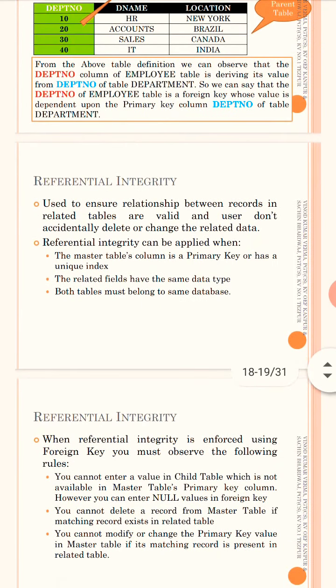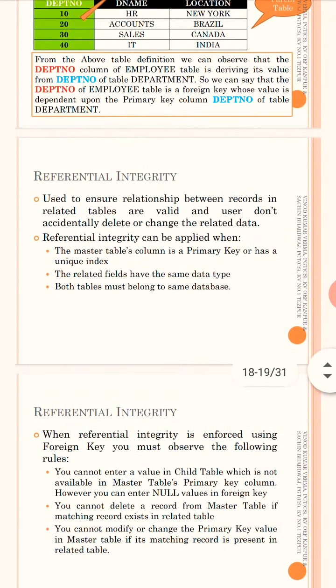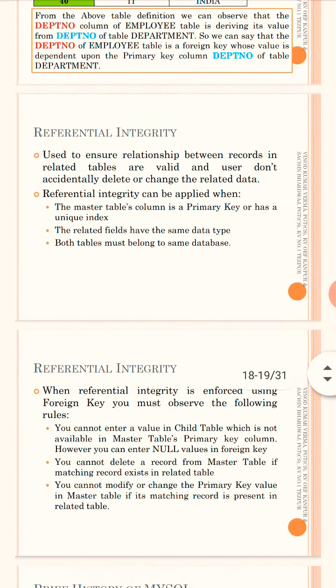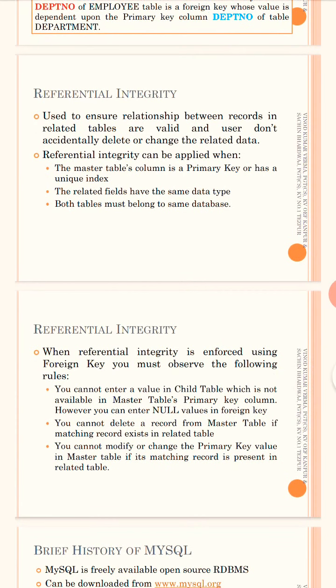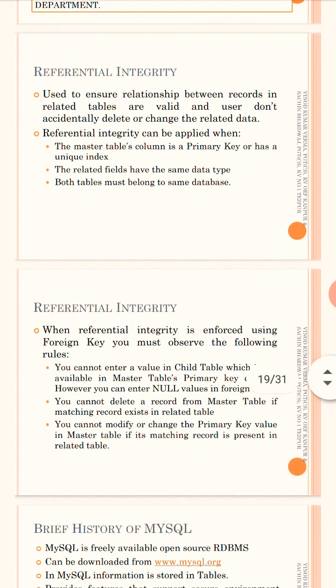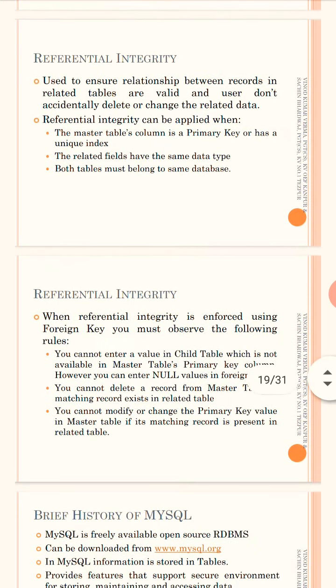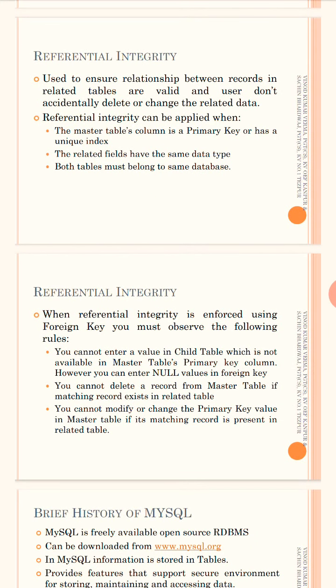And referential integrity is the concept which is related to the foreign key. In referential integrity, it means used to ensure relationship between records in the related tables are valid and user do not accidentally delete or change the related data. That means there are two tables and we cannot accidentally change or delete the data which is related in the tables. Referential integrity can be applied if the master table's column is a primary key or has a unique index and the related field has the same data type.